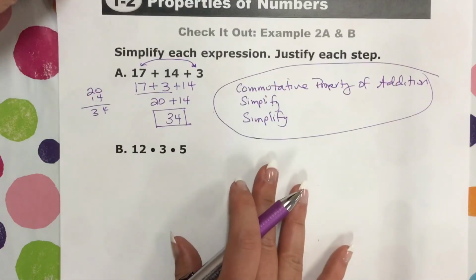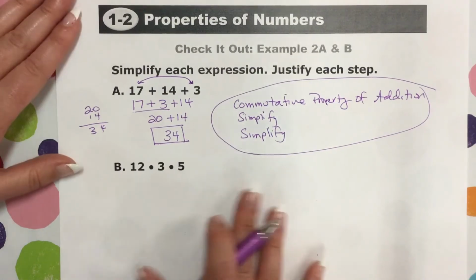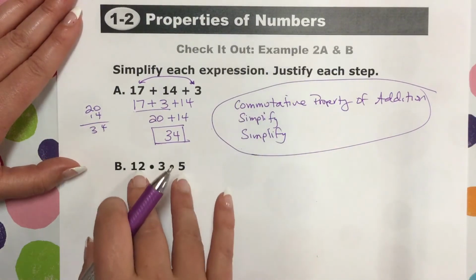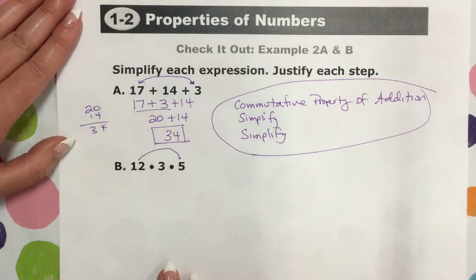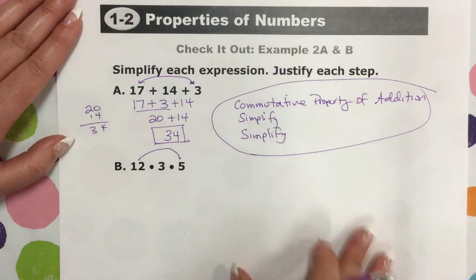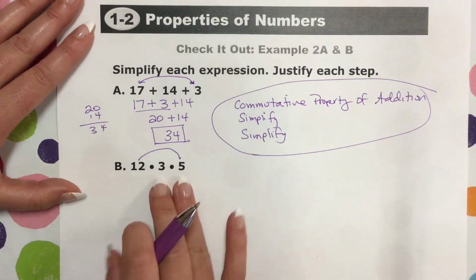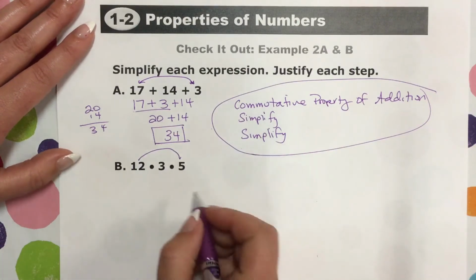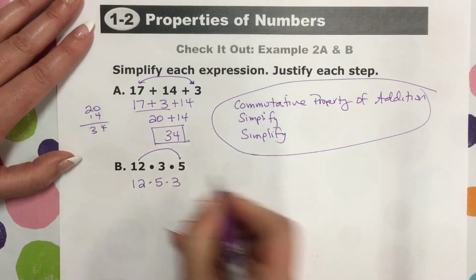Now, this one may not be as straightforward as the other ones, but what you should kind of know is that if you were to put 12 times 5, that actually equals 60. And that's a nice kind of round, easy number to work with. So we're dealing with multiplication, so we're just going to switch the order of the 5 and the 3. So we're going to go 12 times 5 times 3.